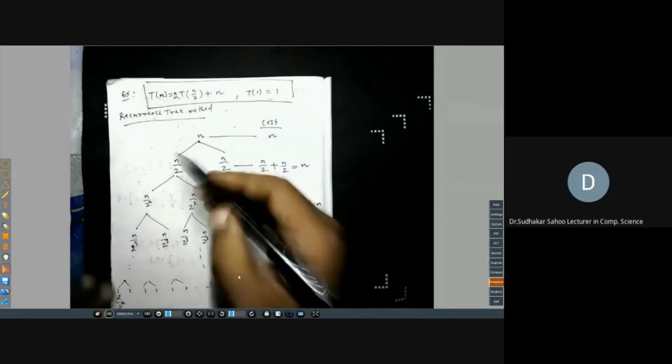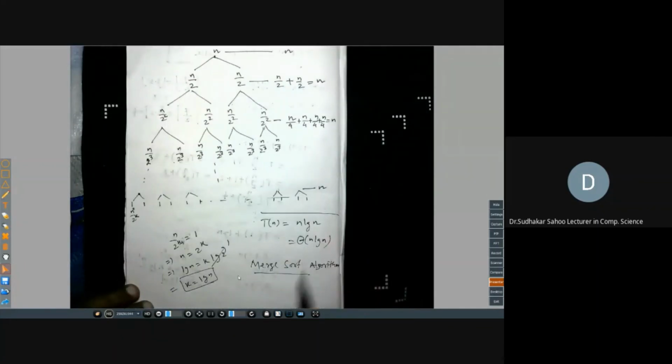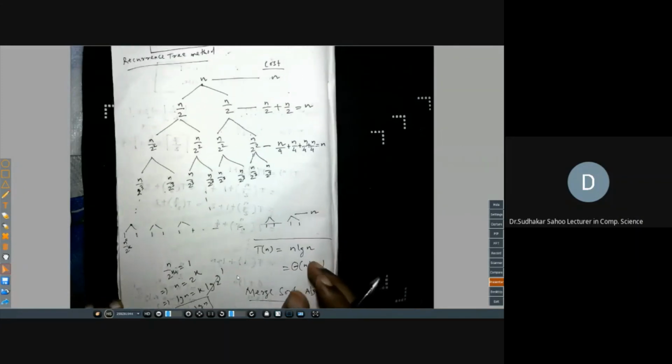You will see the exact algorithm where this recurrence equation will come. We'll discuss one algorithm, the merge sort algorithm. After writing the algorithm, you will find that the recurrence equation will be this one. We have already solved it, that is theta of n log n. So the time complexity of the merge sort algorithm is theta of n log n. Many algorithms we will discuss where different recurrence equations will come.